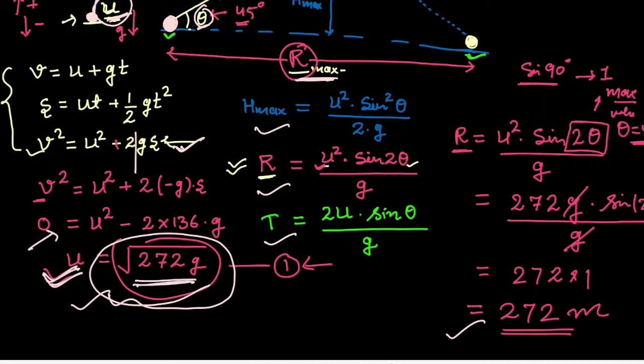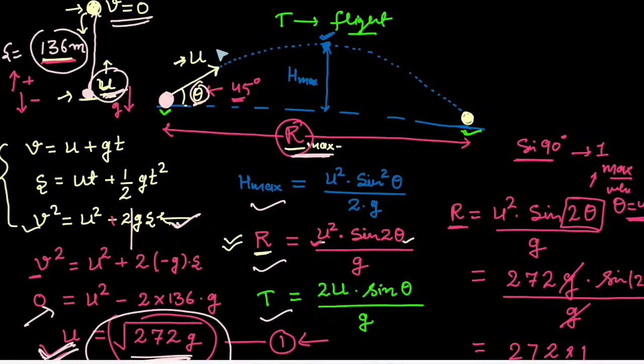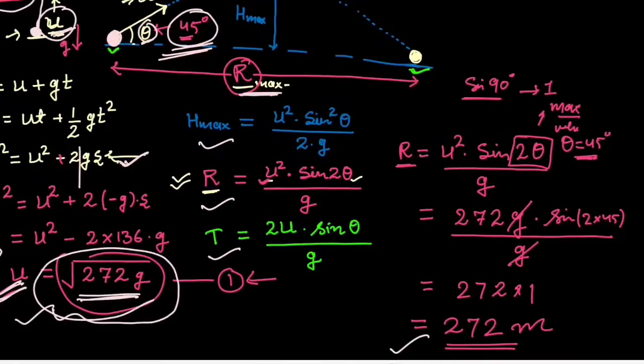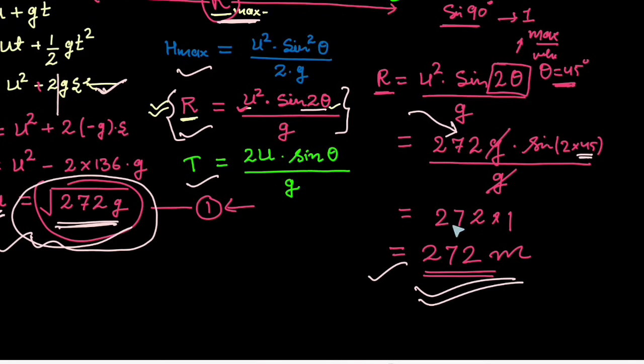So in the second case also, the man would use his full capacity and give the ball the same velocity, u square equal to 272 g, but at some angle. And for maximum distance, we know the angle must be 45 degrees. So we use the ready-made equation for range of a projectile motion, which is u square sine 2 theta upon g. And the value of u we had already calculated from the first case. We substitute that value here, 272 g, sine 2 into 45 degrees, and this becomes 272 meters. So this is our part 1.